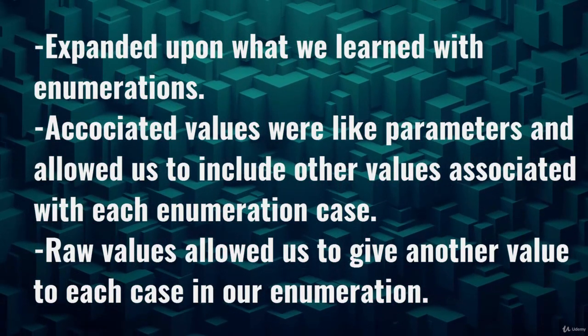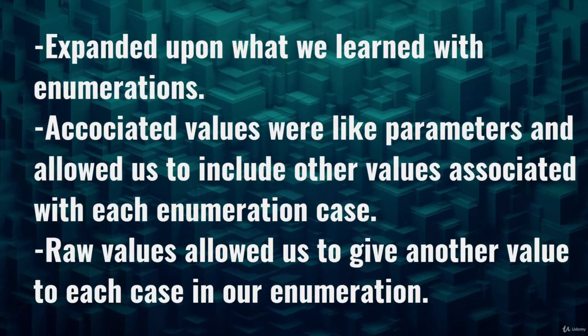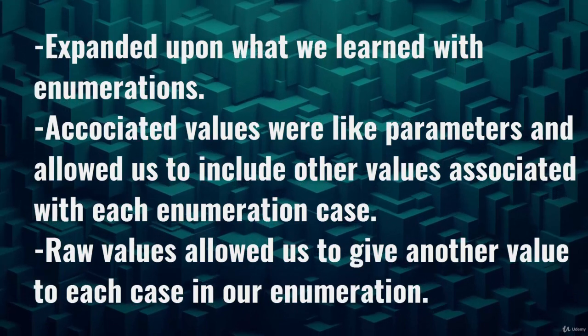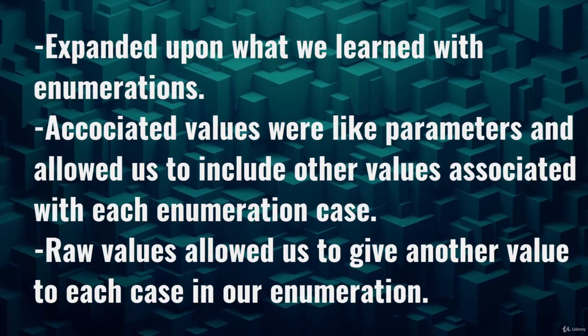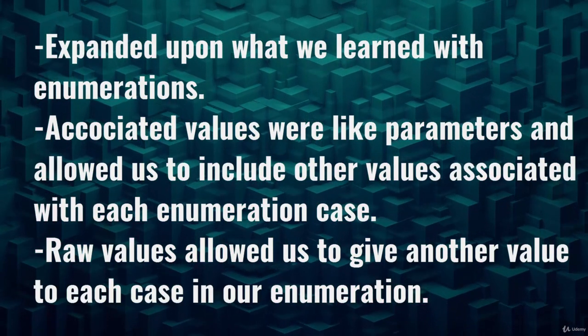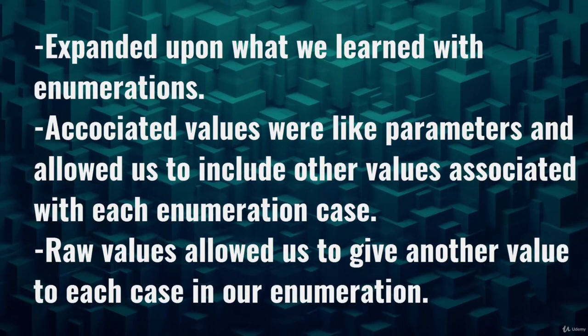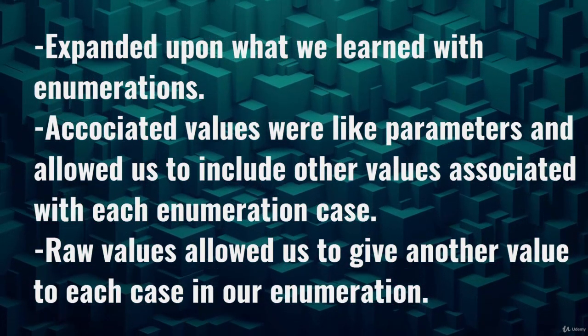Then we talked about raw values, and these basically just allow us to give another value to each case in our enumeration. So we saw that these can be strings or integers, and that allows us to call on things by their raw value, so we can search for something by its raw value, or we can search for something and retrieve its raw value.